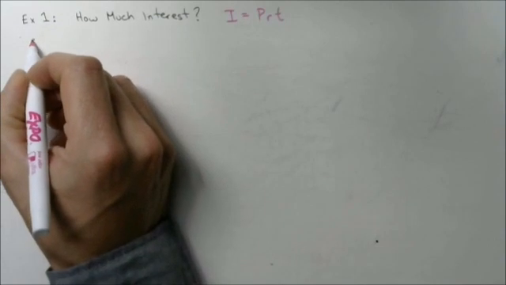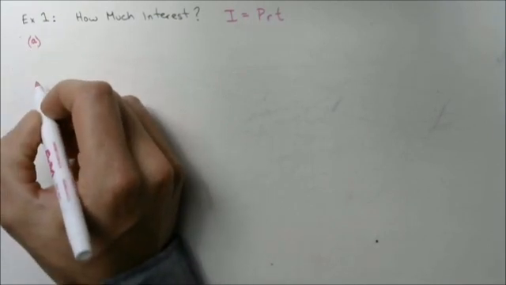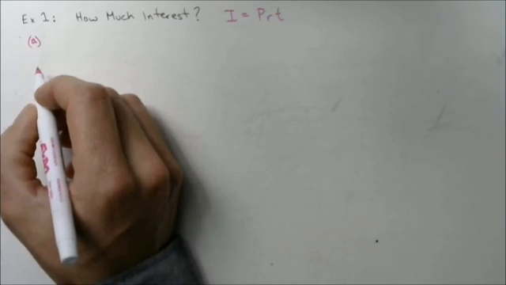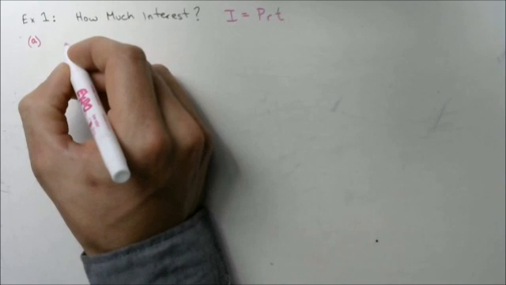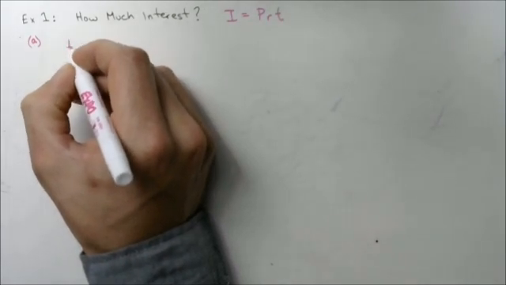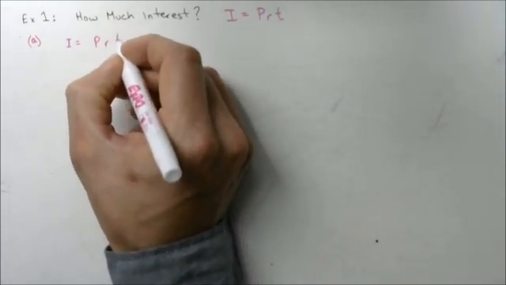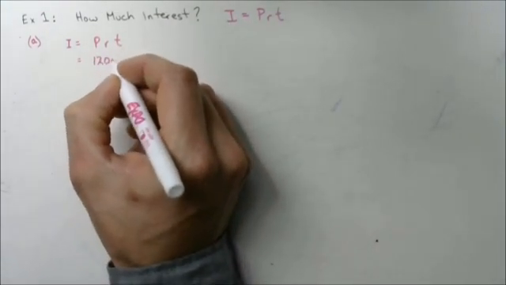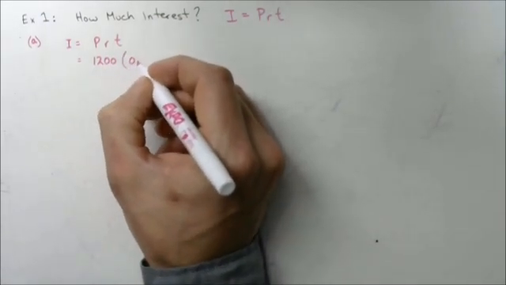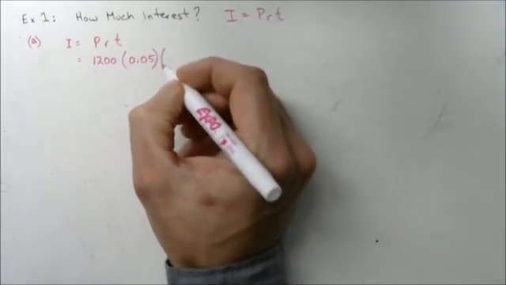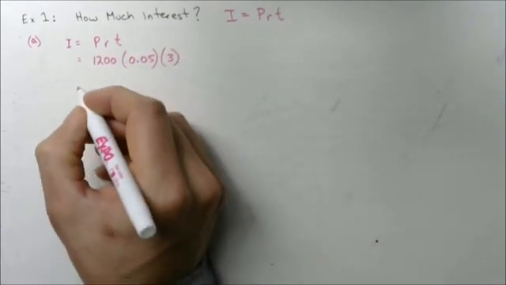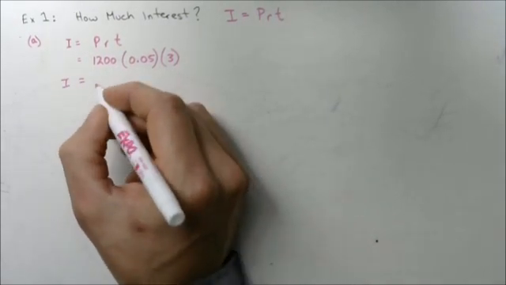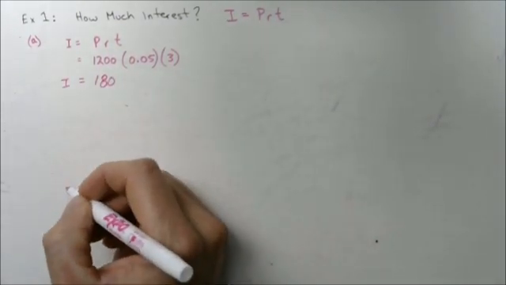All right, so in A, you have how much interest is earned if $1,200 is invested at 5% simple interest for 3 years. Well, let's write down what we know. We've got I equals PRT. We have a principal of $1,200. We have a rate of 5% as a decimal, and we are going to leave that invested for 3 years. All of the information is there. Click away in your calculator. You end up with $180.